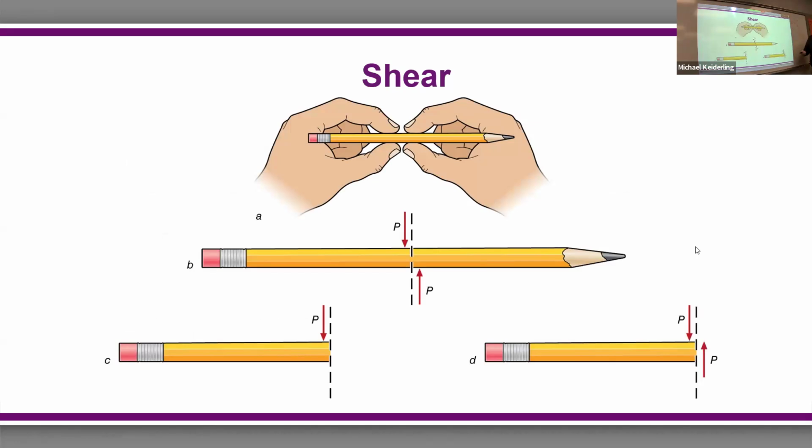So here is an example of shear stress in a pencil. This side's being pushed up, this side's being pushed down, and there's an internal shear stress at the divide. That's how you can think about it. There has to be some internal force to counteract this external force. So it's the internal force that is the shear, that causes the shear stress.